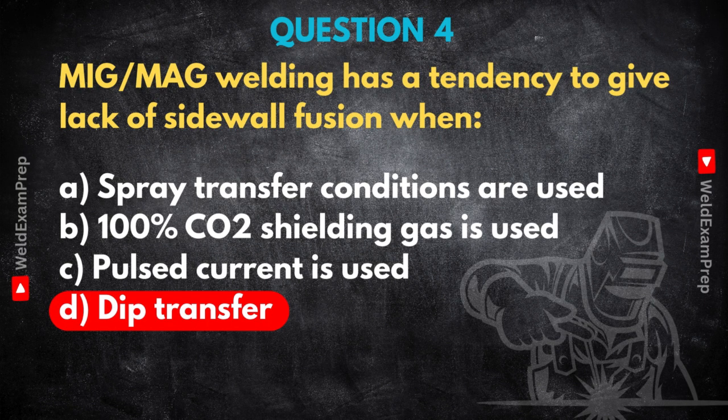This really underlines how important it is to pick the right transfer mode for this specific application. And for you, the inspector, knowing these tendencies helps you predict where problems might pop up, or figure out why you're seeing that lack of fusion during an inspection. That link between defect and process parameter is gold. It is. It helps you ask the right questions.